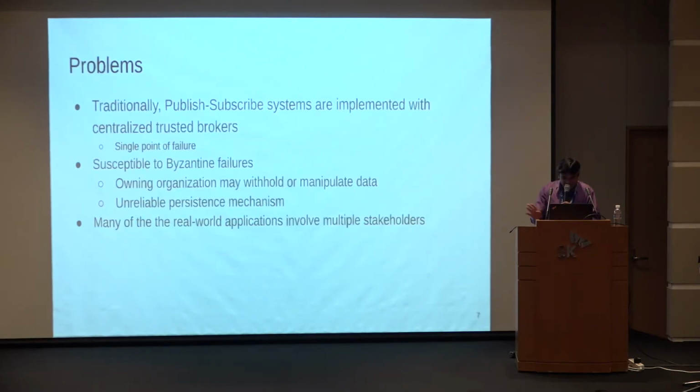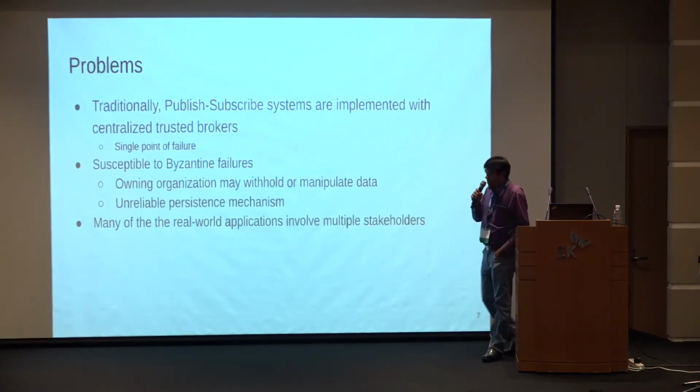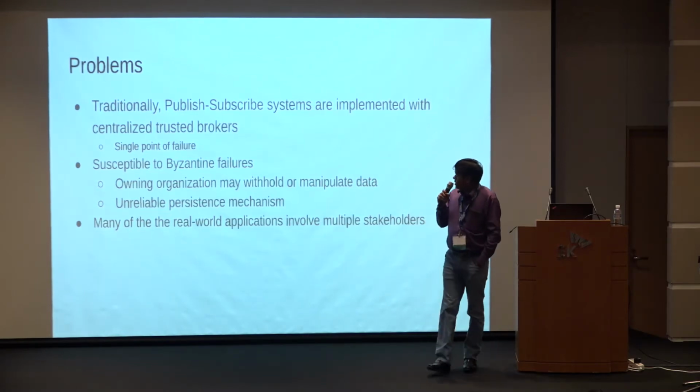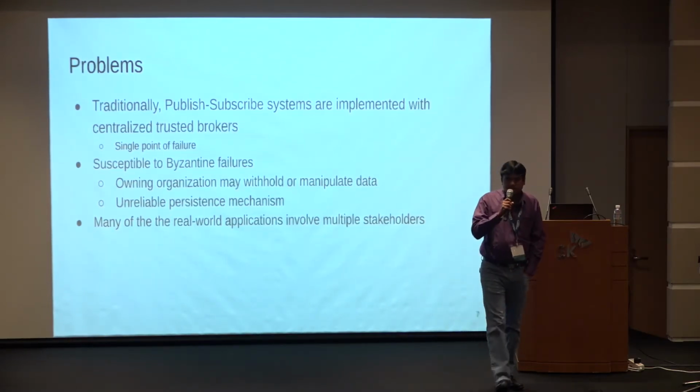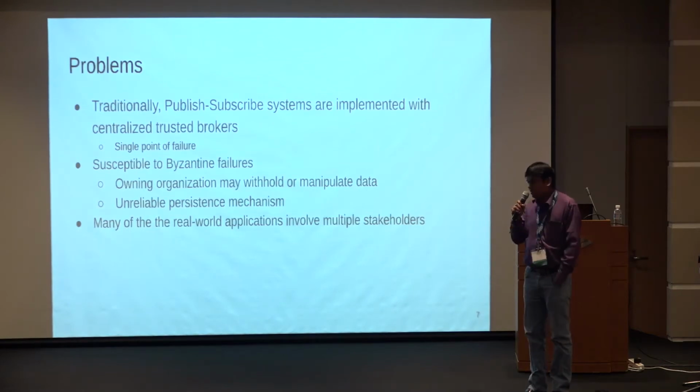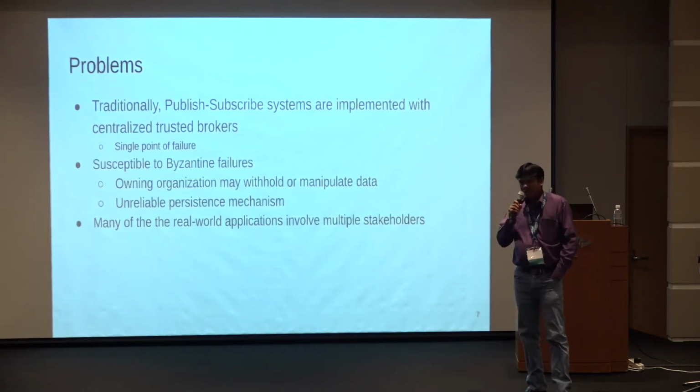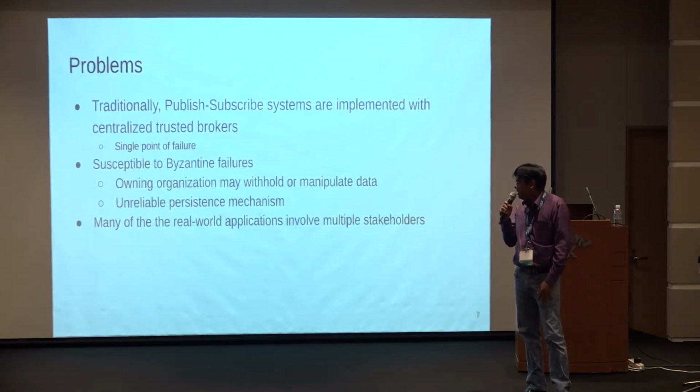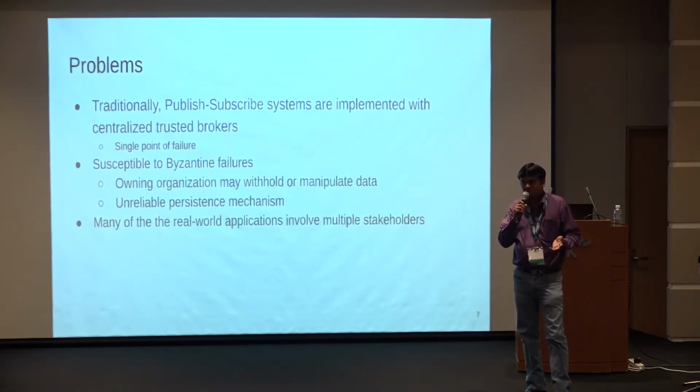So I'll go into the problems that we are solving in the context of this work. As you have seen in my introductory slide, publish-subscribe brokers are centralized in nature, and today's pub-sub systems typically trust the broker owners. Centralized solutions work as long as you follow this trust model. But it also leads to a central point of failure.